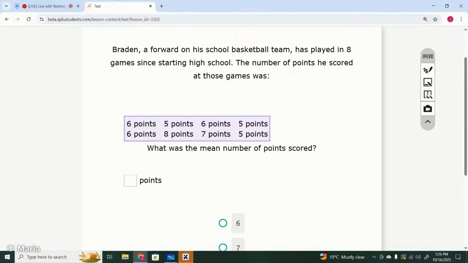Braden, a forward on his school basketball team. He played in 8 games since starting high school. The number of points he scored at those games were, what was the mean number of points scored?